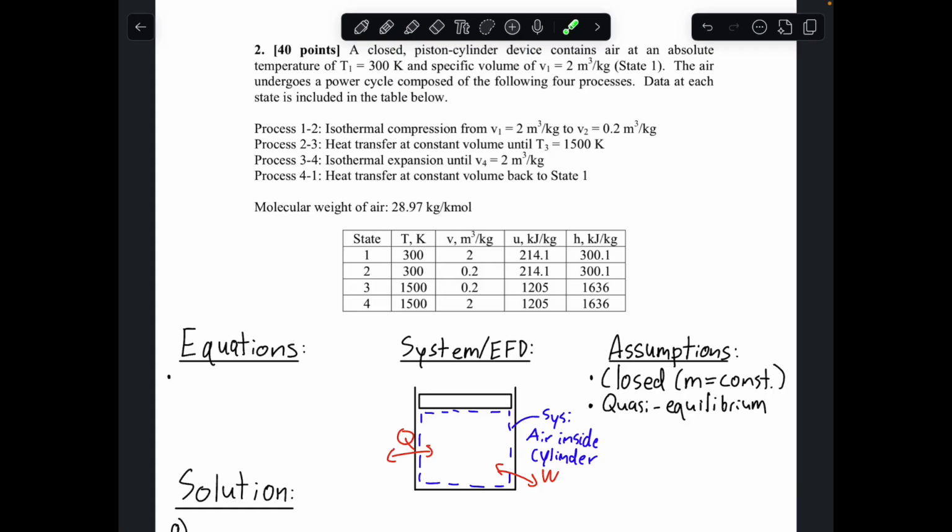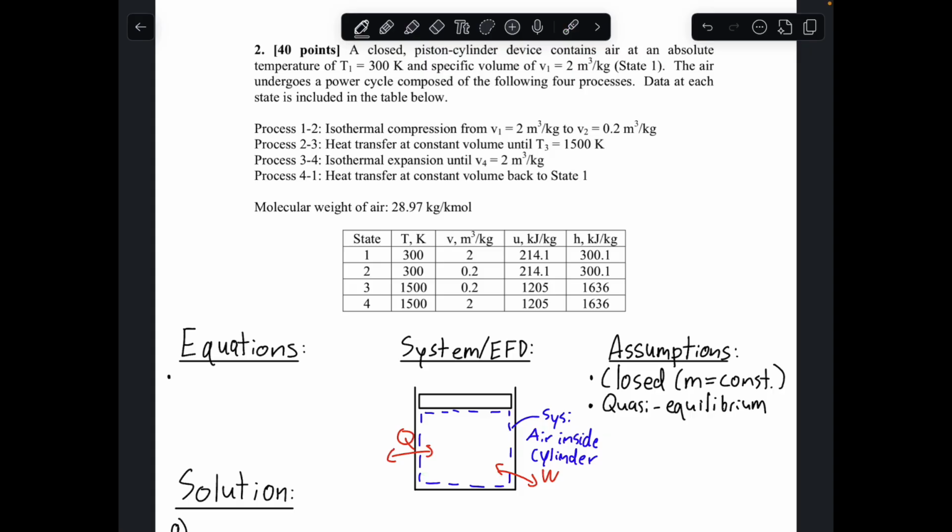Quasi-equilibrium process, which again basically just means that we can say that the air inside this cylinder is always at a state of equilibrium. So if we wanted to report the temperature for the air, we could say it's the same at this point here that it is over here. We just report one value for temperature at each state. And this process is happening slowly, so we can always just report one value for each of these properties here. We don't have to worry about any differences from different points in our system.